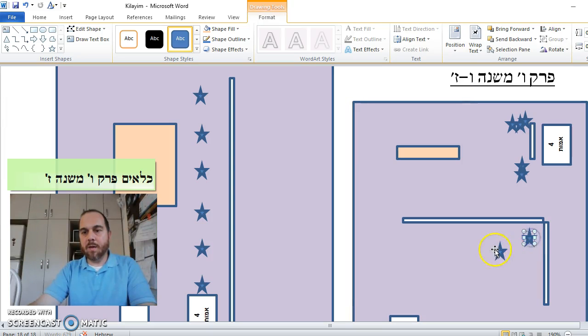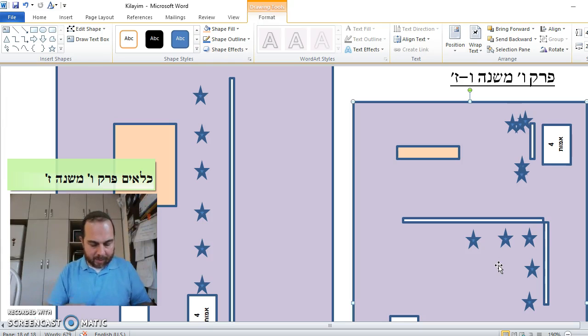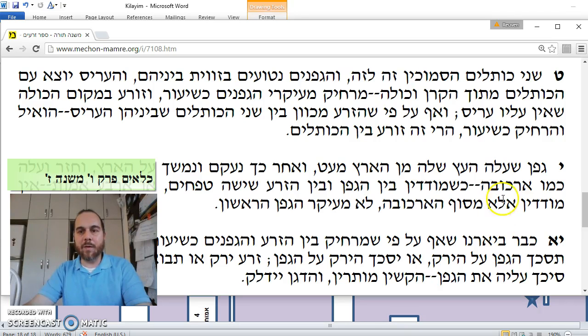I have 1, 2, 3, 4, 5. If I have an aris, let's see if this fits in, because this is the way the Kahati says, this is how the Tiferet Yisrael explains the Rambam. And there are others that disagree. Let's read the Rambam again and see if we can read it that way.